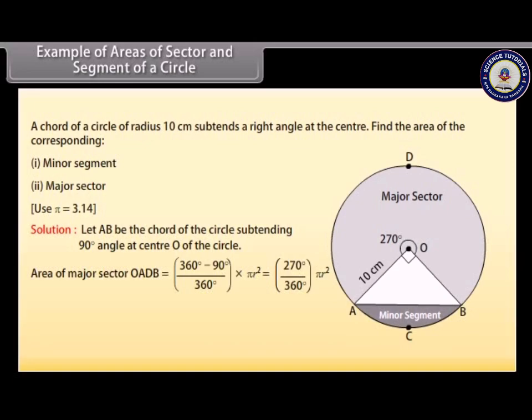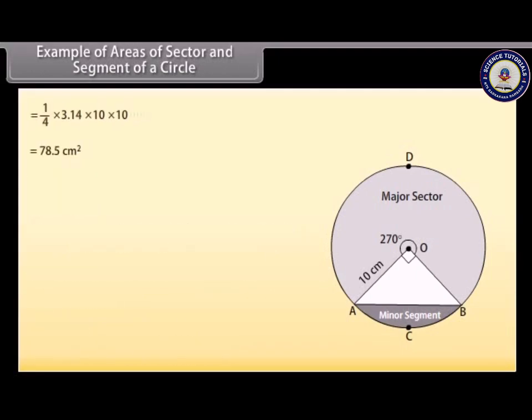Area of major sector OADB is equal to 360 degree minus 90 degree whole upon 360 degree into pi r square, which equals 270 degree upon 360 degree into pi r square, which is equal to 235.5 centimeters square. Area of minor sector OACB is equal to 90 degree upon 360 degree into pi r square, which is equal to 78.5 centimeters square.